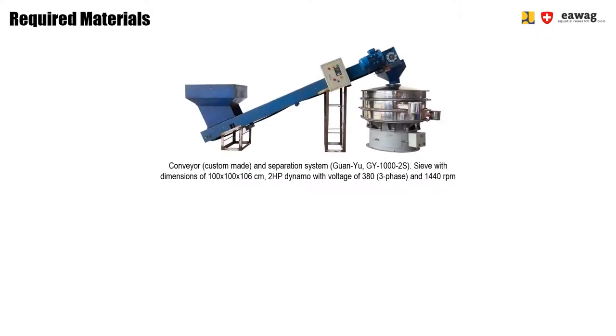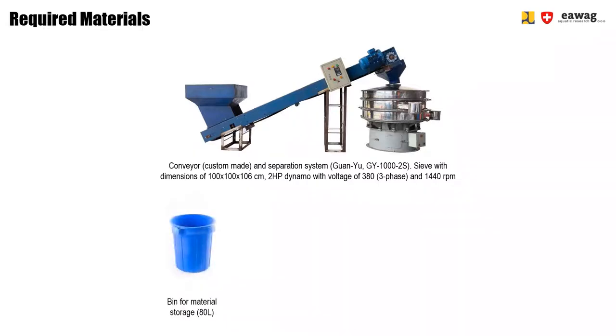As with the previous modules in this chapter, what you see in front of you are the materials that are used in our pilot site. They're of course too big to be positioned in our studio, and that's why we cannot show you all of them. First of all, we use a conveyor hopper system together with a mechanical vibro sieve. The conveyor with the hopper is custom made, and the vibrating sieve system is a Guangyu GY1002S version. It has dimensions of 100 × 100 × 106 cm, a 2-horsepower dynamo with a voltage of 380, which is a 3-phase connection, and it runs at 1440 RPM.